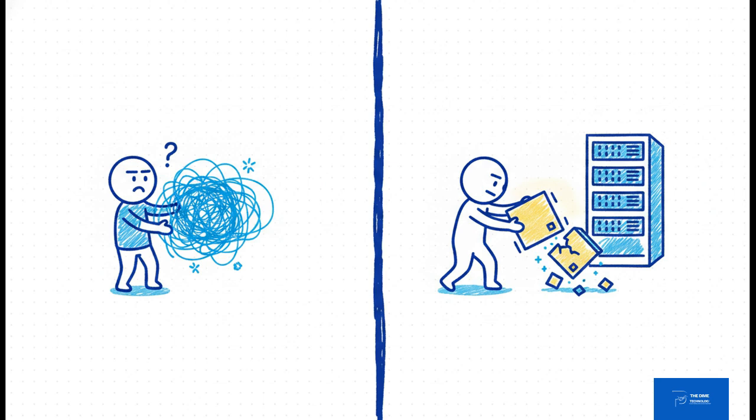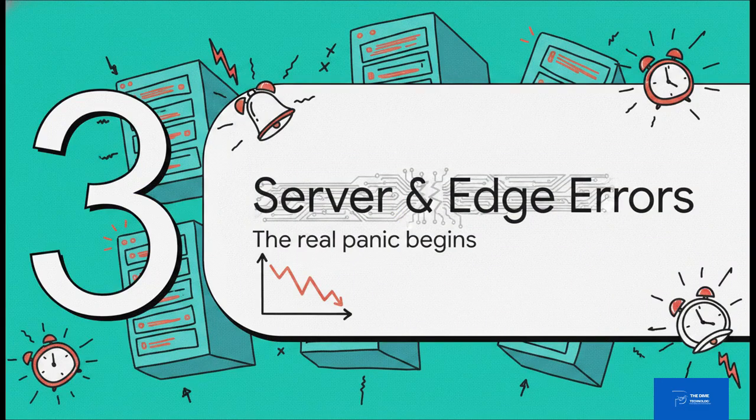A 4xx means the client messed up. You might need to help them fix their payload, sure. But a 5xx? That means the client did everything perfectly right and our server dropped the ball. When you see a 5xx, the problem is inside the house, and you can no longer blame the front-end team. Which brings us to Section 3, server failures and edge errors.